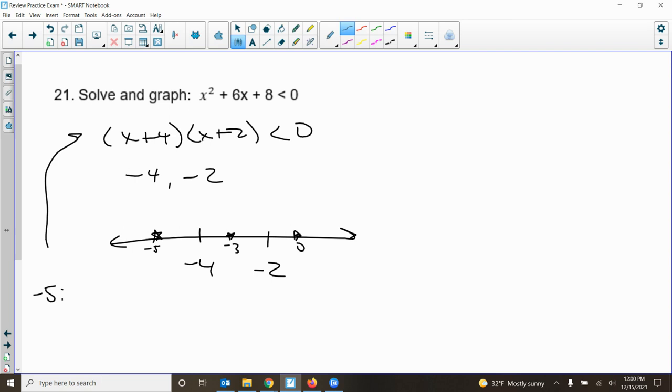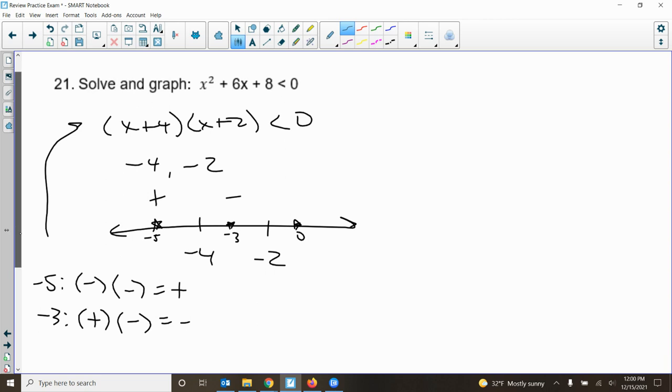So -5. Well, -5 plus 4 would be a negative. -5 plus 2 would be a negative. What's a negative times a negative? Positive. So this would be positive in this region. Okay. Let's plug in -3. -3 plus 4 would be a positive. -3 plus 2 would be a negative. Positive times negative is a negative. So in that region, we're going to be negative. Below the x-axis.